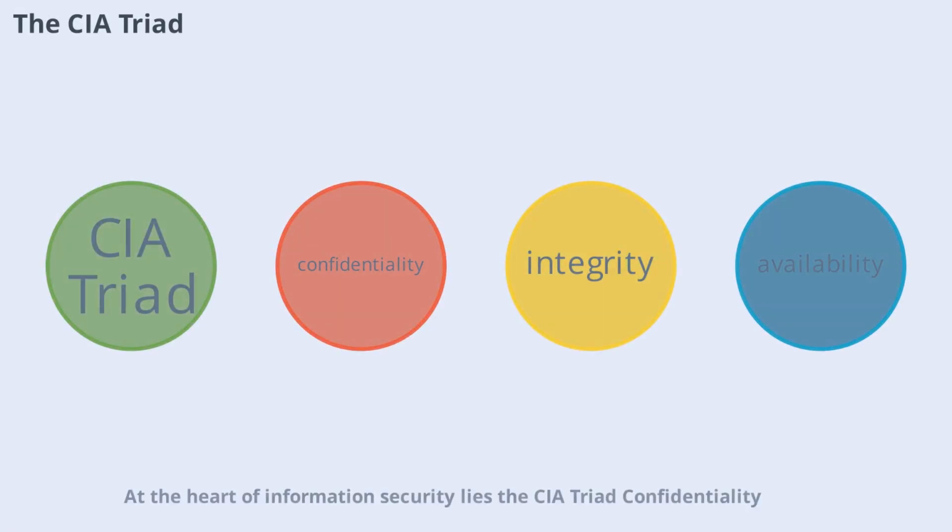At the heart of information security lies the CIA triad: confidentiality, integrity, and availability. These three principles form the foundation of all InfoSec strategies. Confidentiality ensures that sensitive information is only accessible to those with proper authorization. Integrity means that data remains accurate and unaltered, while availability guarantees that information is accessible when needed. Balancing these three elements is essential for any effective security program. As we move forward, we'll see how each aspect of the CIA triad plays a role in real-world security scenarios.